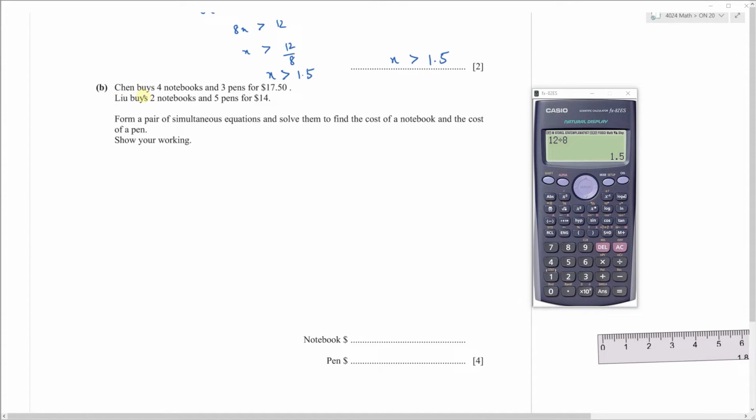Part B is Chen buys 4 notebooks and 3 pens for $17.50. Liu buys 2 notebooks and 5 pens for $14. Form a pair of simultaneous equations and solve them to find the cost of notebook and cost of pen.